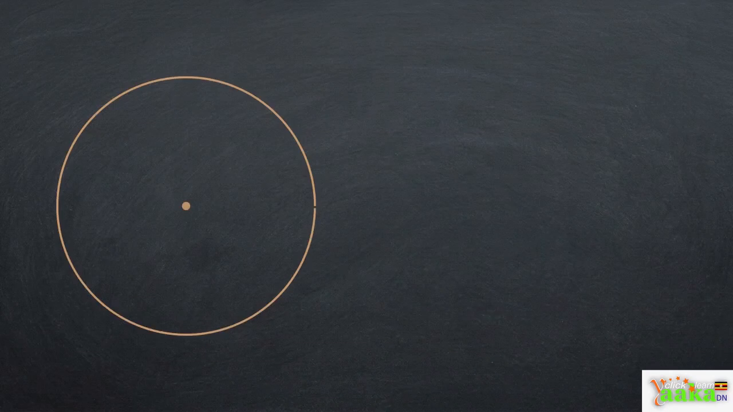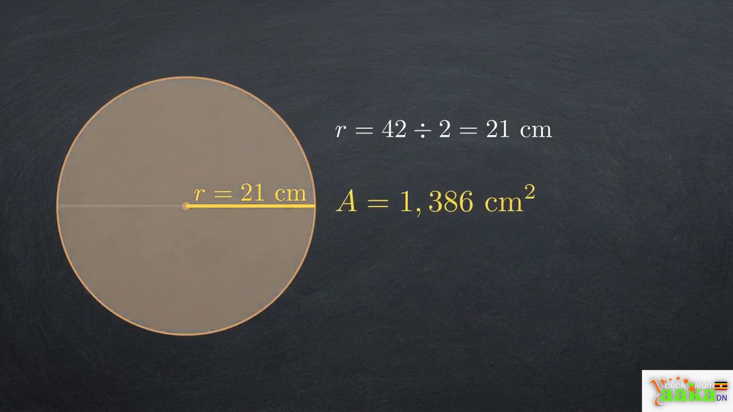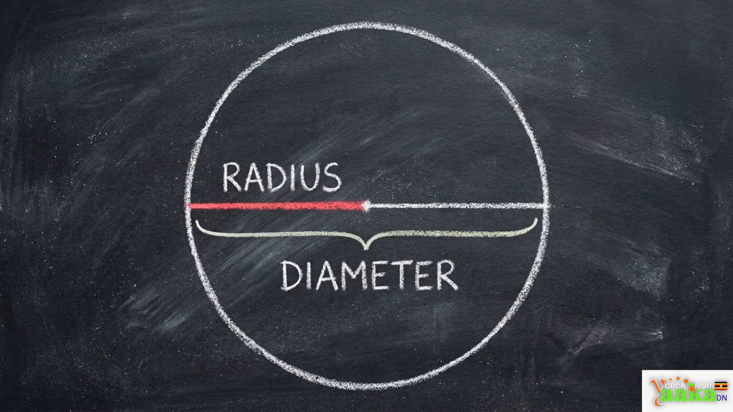The area formula requires the radius, so we divide the 42 centimeter diameter in half, giving 21 centimeters. Applying the formula, 22/7 times 21 times 21. Simplifying leaves 22 times 3 times 21, equaling 1,386 square centimeters. Always verify your starting measurement before you begin. If you are given a diameter but need the area, you must find the radius first.